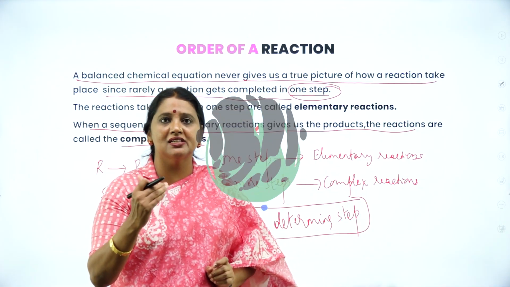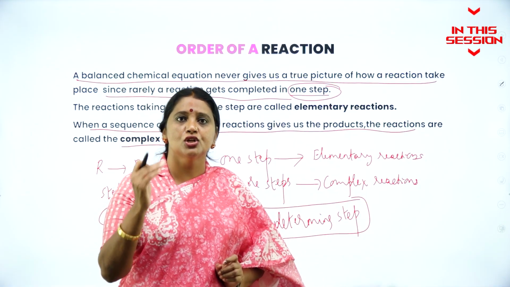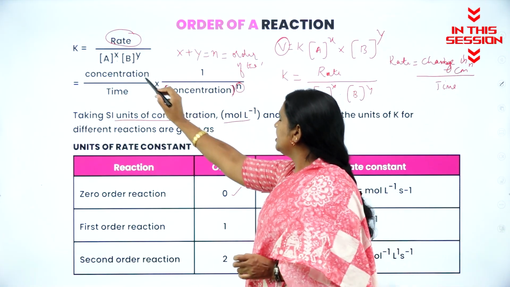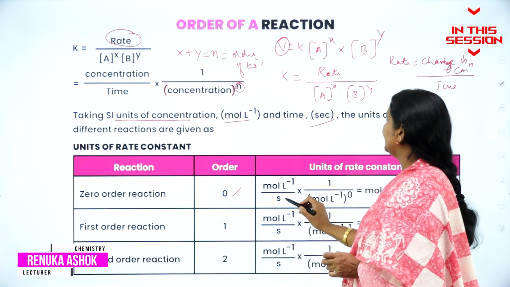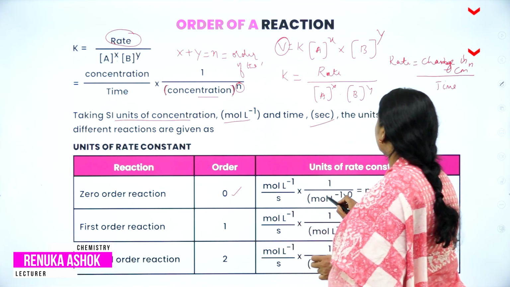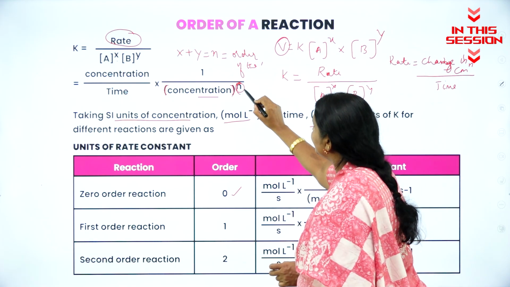What is rate determining step? Rate determining step is the slowest step of a complex reaction. In place of concentration, I'll put mole per liter, time second. And here n is order.